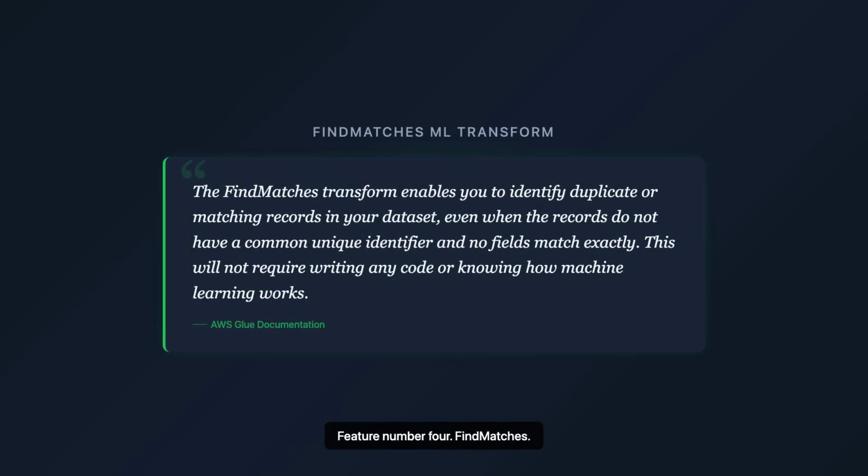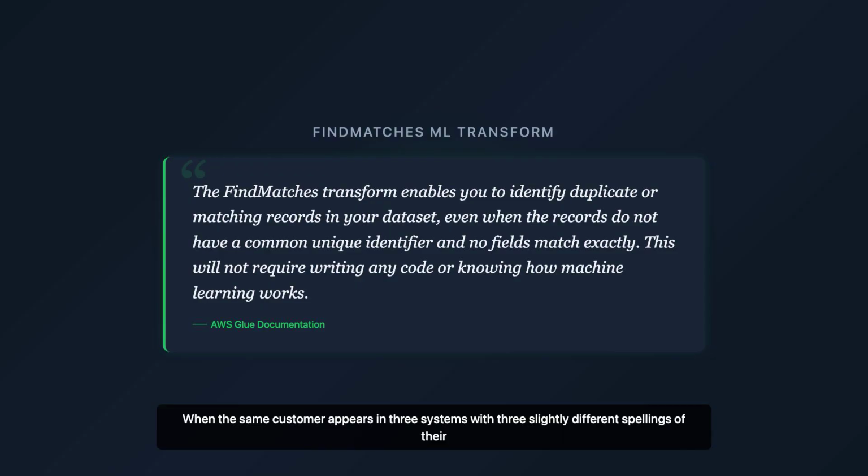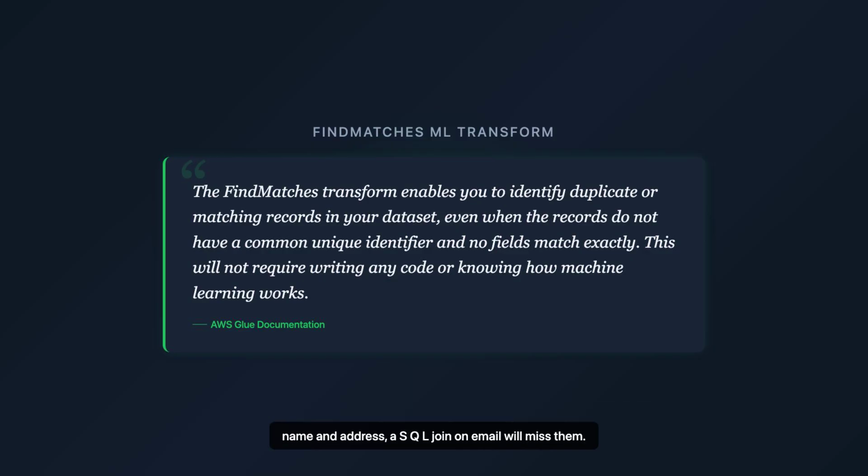Feature number 4, FindMatches. Straight from the docs, this is a transform that finds duplicate or matching records even when there's no shared key and no fields match exactly. And critically, it requires no code and no machine learning expertise. This solves a problem that deterministic joins cannot solve. When the same customer appears in 3 systems with 3 slightly different spellings of their name and address, a SQL join on email will miss them. FindMatches catches them.